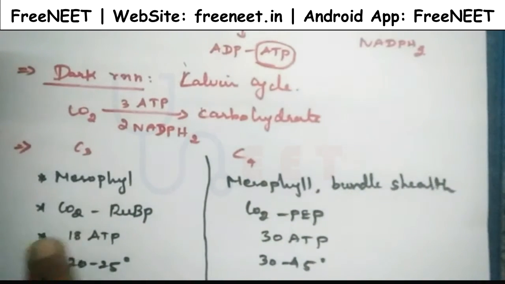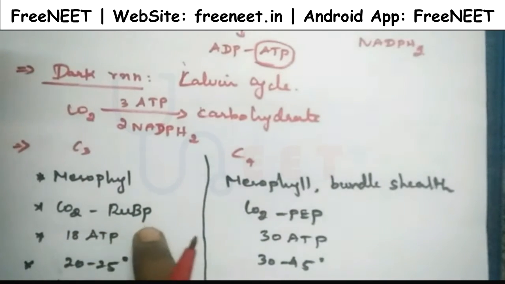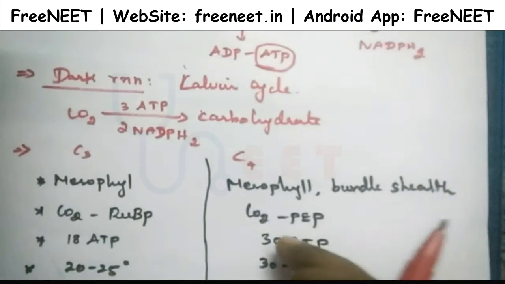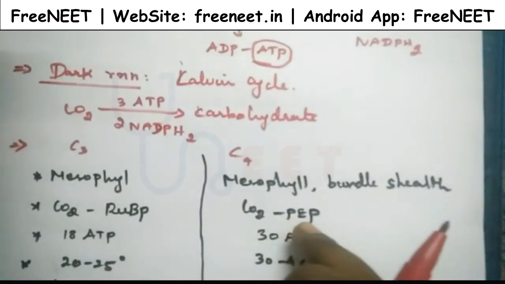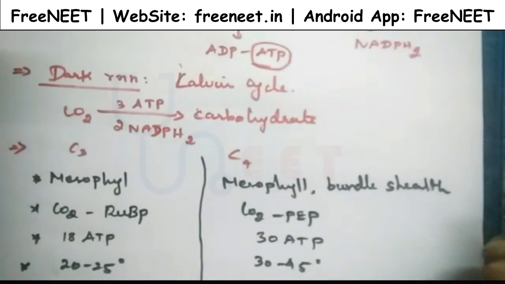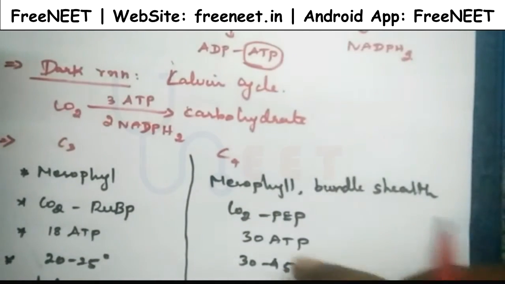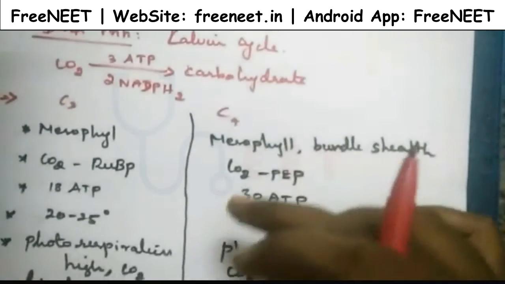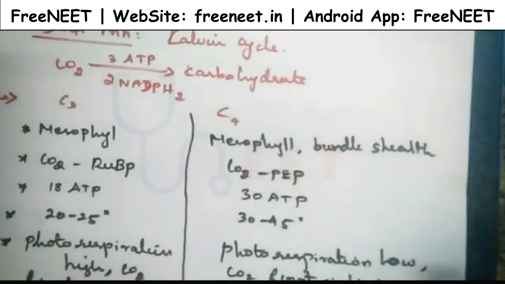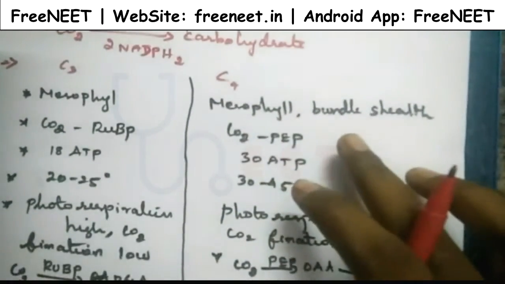Here the carbon dioxide is first accepted by ribulose 1,5 bisphosphate. In the C4 cycle, the primary acceptor of carbon dioxide is phosphoenolpyruvate. In the C3 cycle 18 ATP is used. In the C4 cycle the plants use 30 ATP. The C3 cycle maintains the temperature of 20 to 25 degrees centigrade. The C4 cycle maintains the temperature of 30 to 45 degrees centigrade.